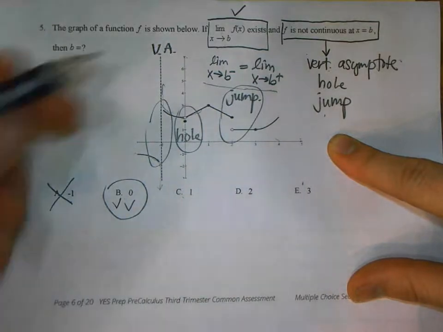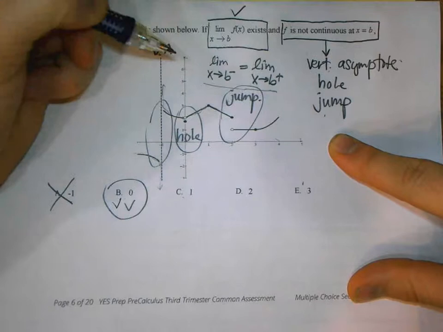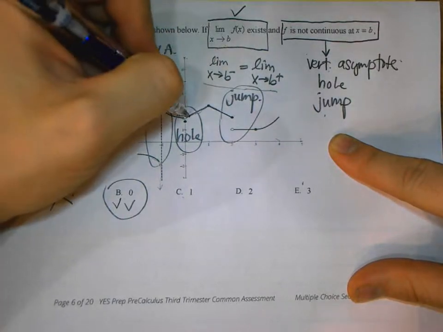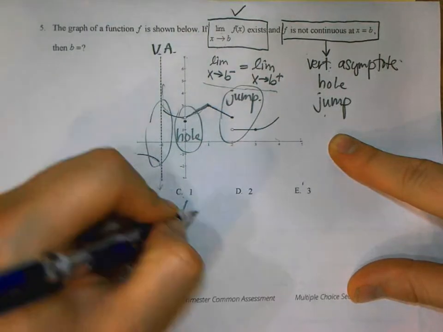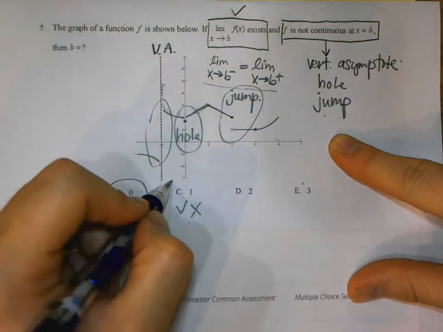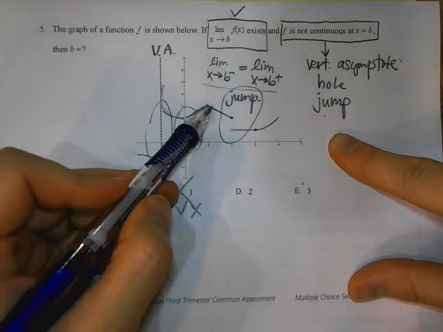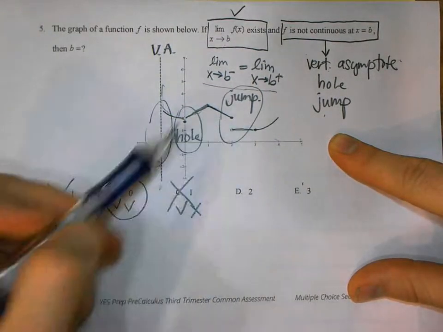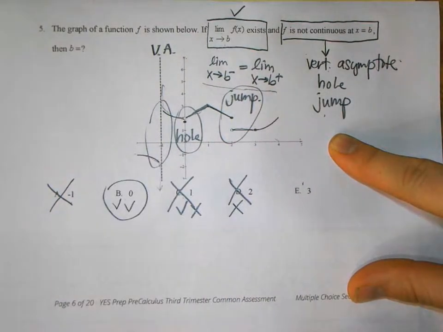Letter C, 1. At 1, is the limit from the left equal to the limit from the right? Yes, it is. Is this discontinuous at 1? No, it is not. So it's good for the first condition, but it does not meet the second condition. It is not good. At 2, does the limit from the left equal the limit from the right? No, it does not. So this cannot possibly be the answer.